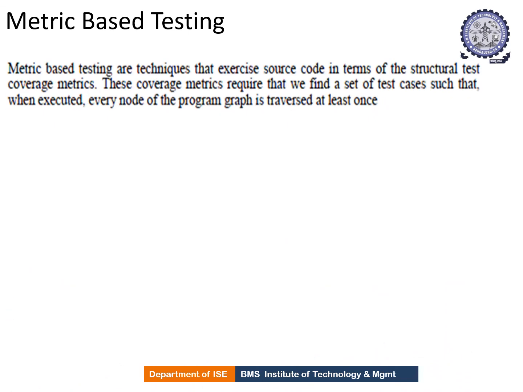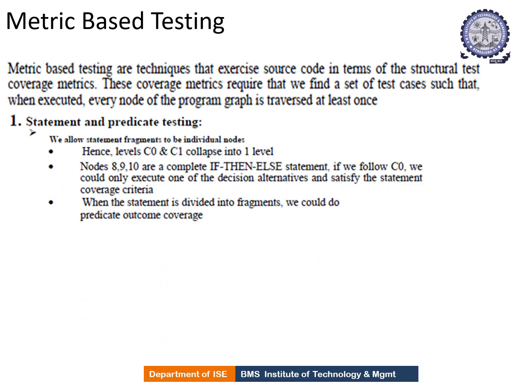Metric based testing. Again, there are different types of metric based testing which are available. Metric based testing techniques exercise source code in terms of structural testing coverage metrics. These coverage metrics require that one should find a set of test cases such that when executed, every node of the program graph is traversed at least once. This is very important when you are doing metric based testing: every node in the program graph is traversed at least once to check for completeness.